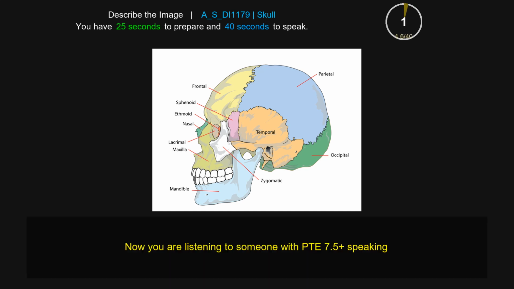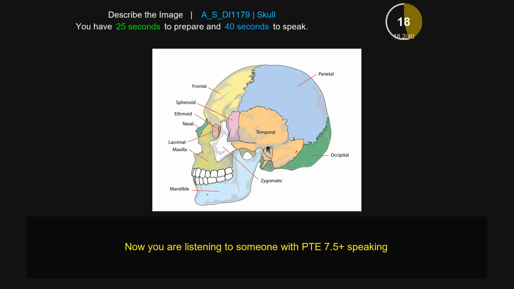The provided picture gives the information about the skull. First of all, it is evident that the different parts of the skull are given. The frontal part is represented by the yellow color, the parietal part is represented by the blue color, and the occipital part on the back side is represented by the green color.